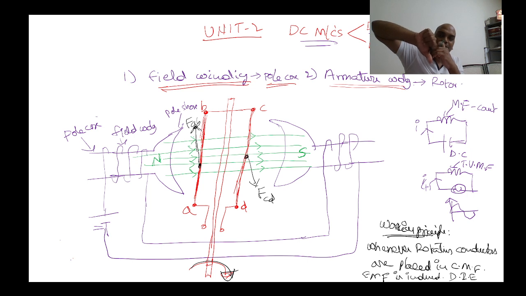Clear? What is the direction of the magnetic field? Flux lines pass from the north pole to the south pole. This is the north pole, this is the south pole. So how can you represent it? This is the direction of the magnetic field. So the forefinger represents the direction of the magnetic field, and the thumb represents the direction of force. So this is the resultant.